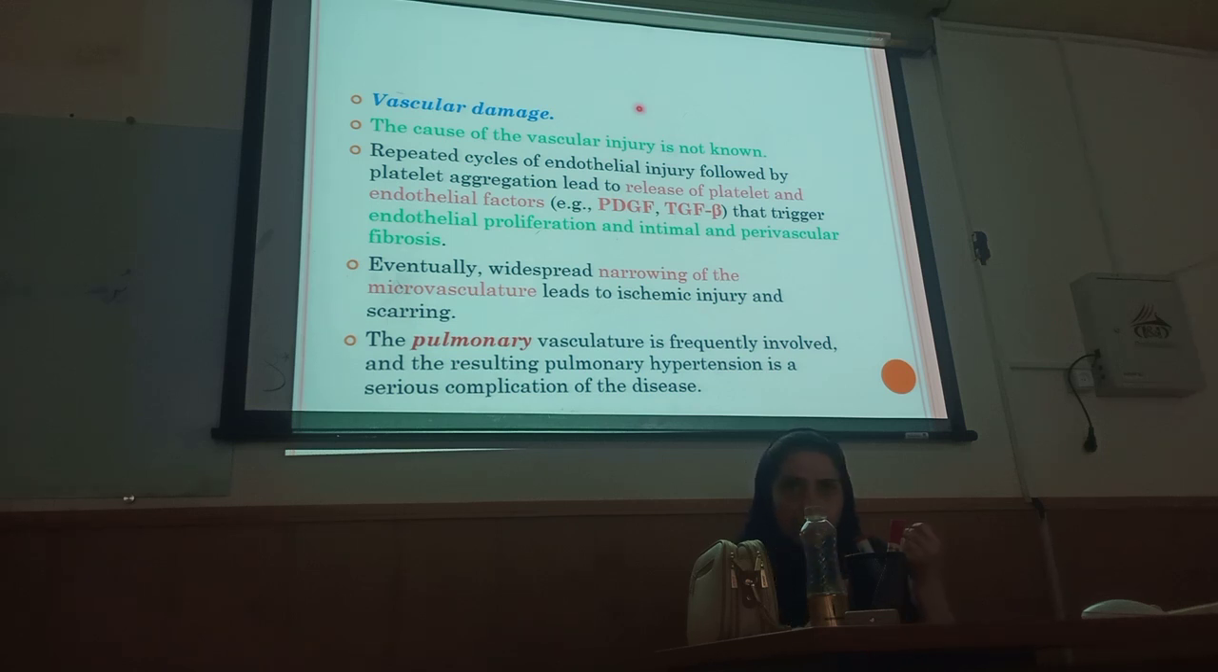So we have autoimmunity. Which cells were involved? CD4 positive, TH2, and they secreted cytokines, and we have vascular damage, and we have intimal fibrosis, narrowing of vessels, which is seen in different parts of the body, including in lungs. But we do not know the environmental trigger, and we do not know the cause of vascular injury.